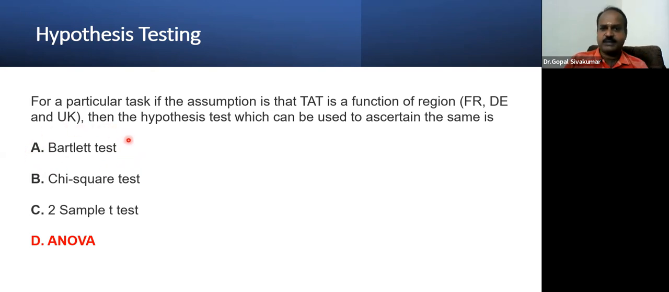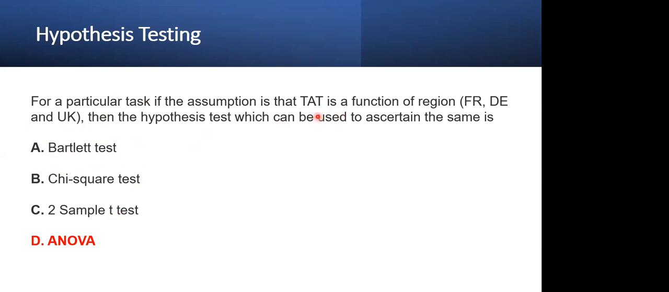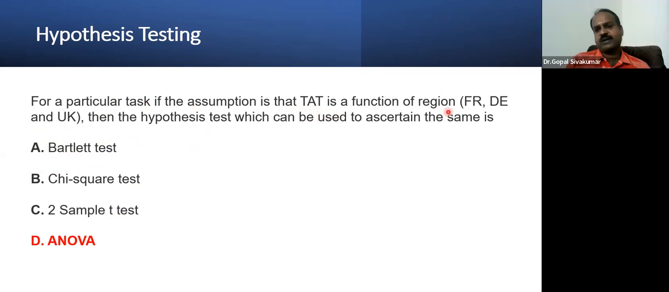And there will be a time when some testing needs to be performed. At that time, if you know this is the suitable test, then apply it and you will never forget, right? At least you must use the test once. Now for a particular task, if the assumption is that TAT, meaning turnaround time, is a function of region, maybe France, Denmark, and UK, then which hypothesis test can be used to ascertain the same?